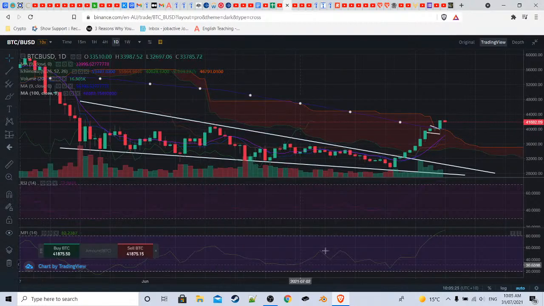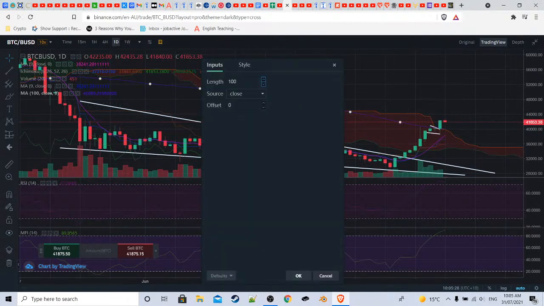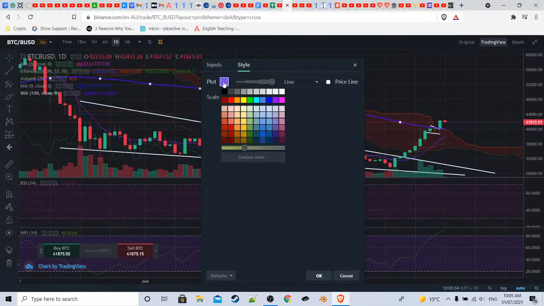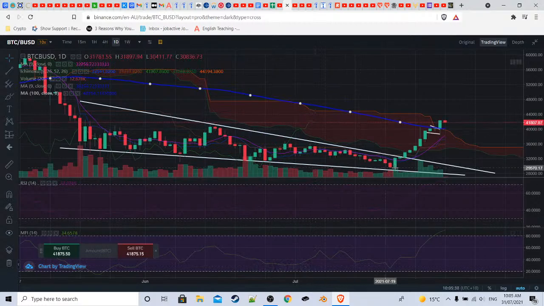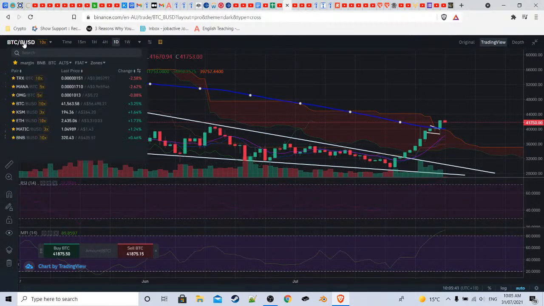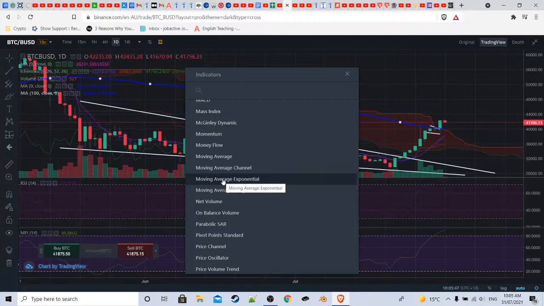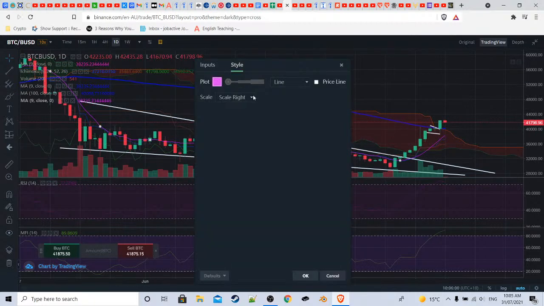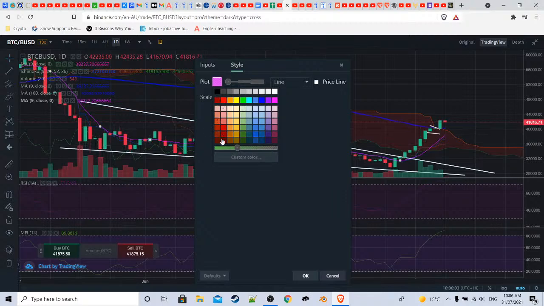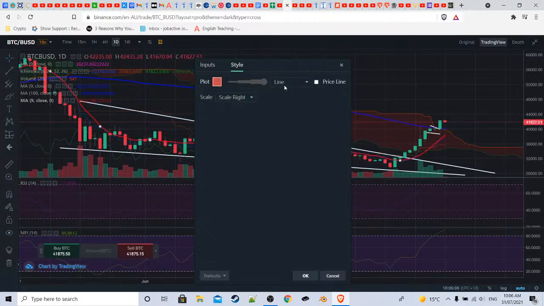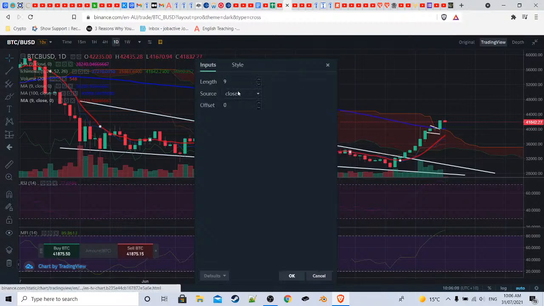And close. So that's this blue one here. I'll make it a bit darker so we can see it. A lot darker there. So the dark blue one's the 100 MA, and I'll do a 200 MA. Exponential moving averages are very good as well, for example the lower ones like the 8, the 9 and the 20. I'll do another one for the 200 now. I'll make that a red one, and input 200.